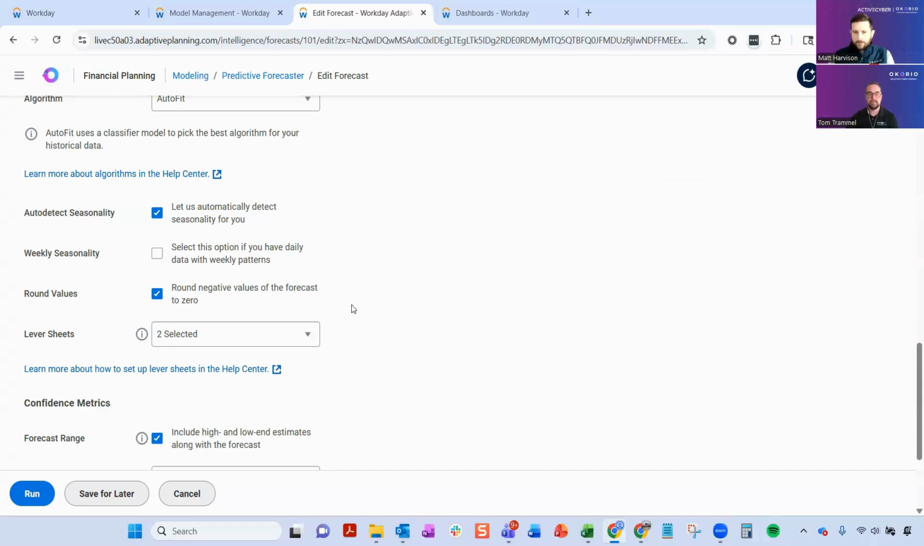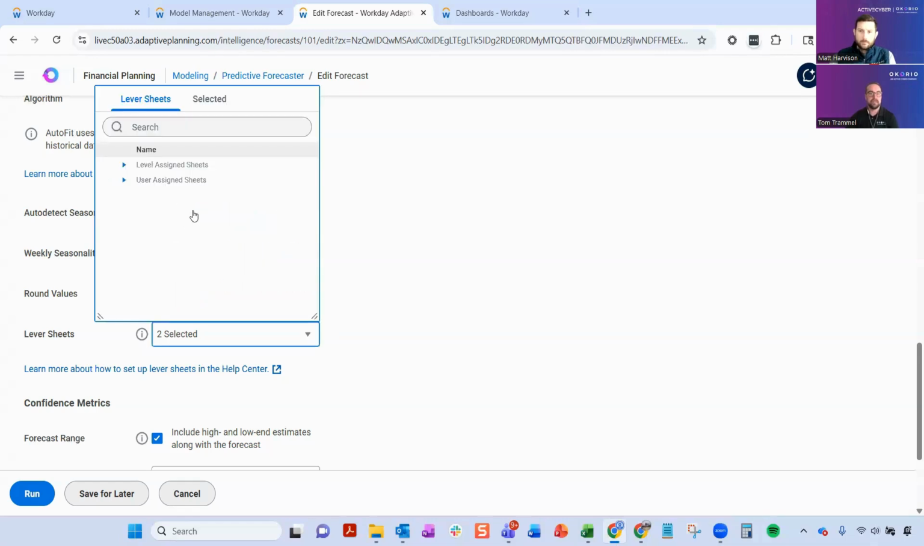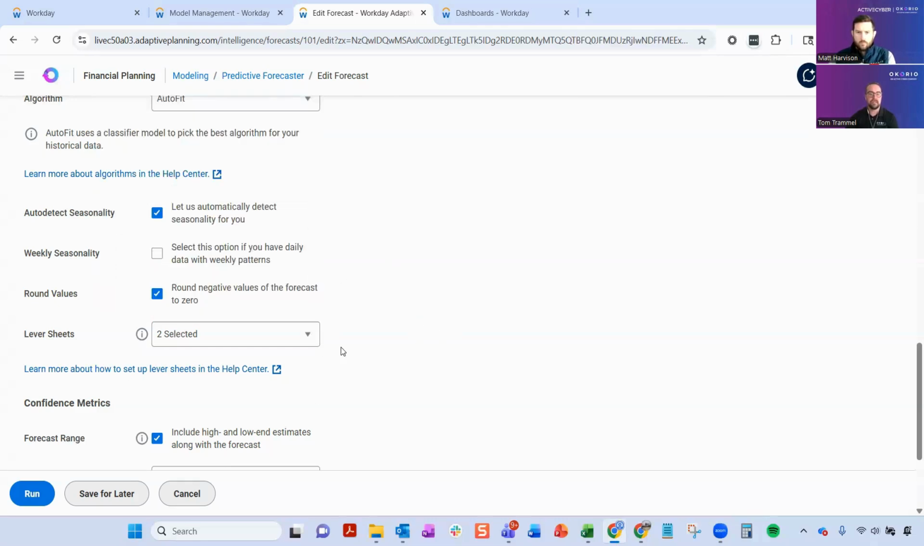Right. No, that was perfect. It's what is that extra bit of data that is going to influence our forecast? It's going to influence the outcome of our ML forecaster. So, selecting here, you can select specific sheets, right? This one I've got the events and weather. So we'll look at that in a little bit more here in a second.